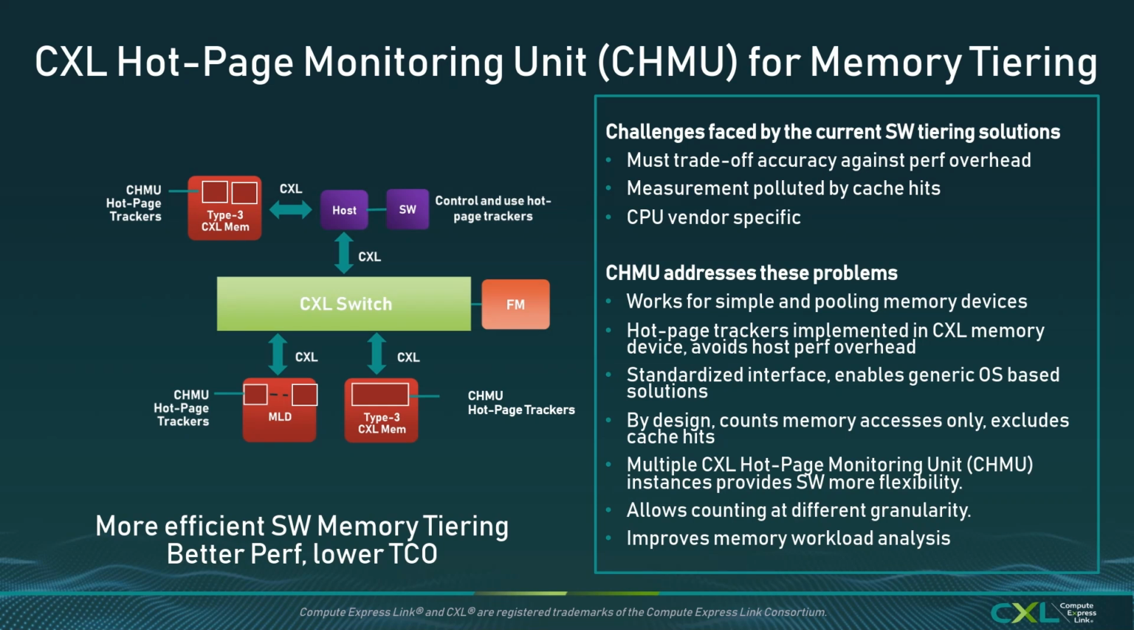So one of the major enhancements that was introduced in CXL 3.2 was CXL hot page monitoring, what we call CHMU. The primary use case was memory tiering. Before this, a number of companies had made some really good attempts at solving this problem, right? But all of them faced some common challenges.